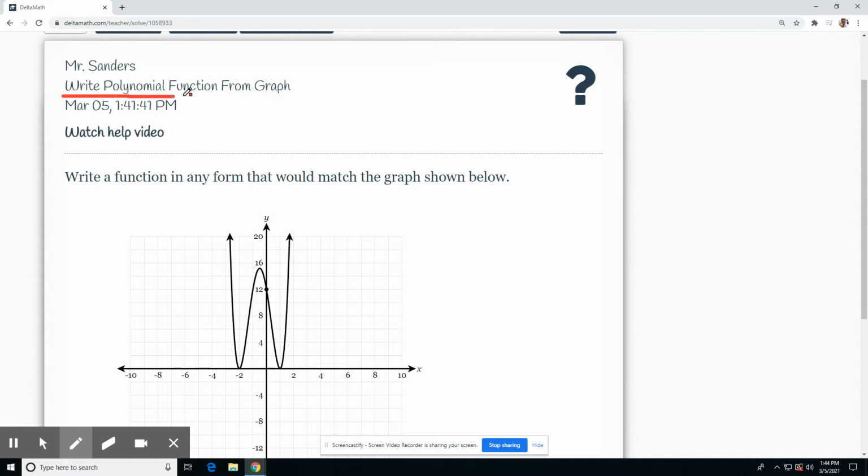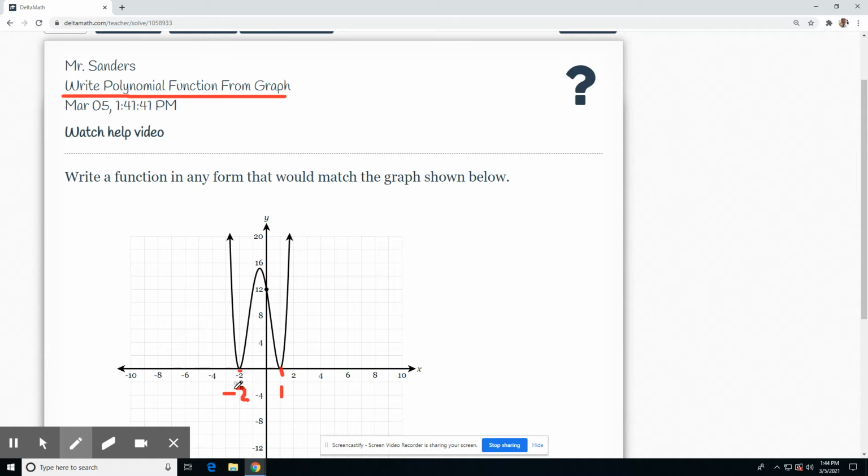We are writing polynomial functions from a graph. If it crosses the graph, we would look at the x-intercept, and that would just be a single factor. If it bounces on the graph, then that means it's a double factor, and that's what we have here. We have a double factor at 1, and we have a double factor at -2, right?